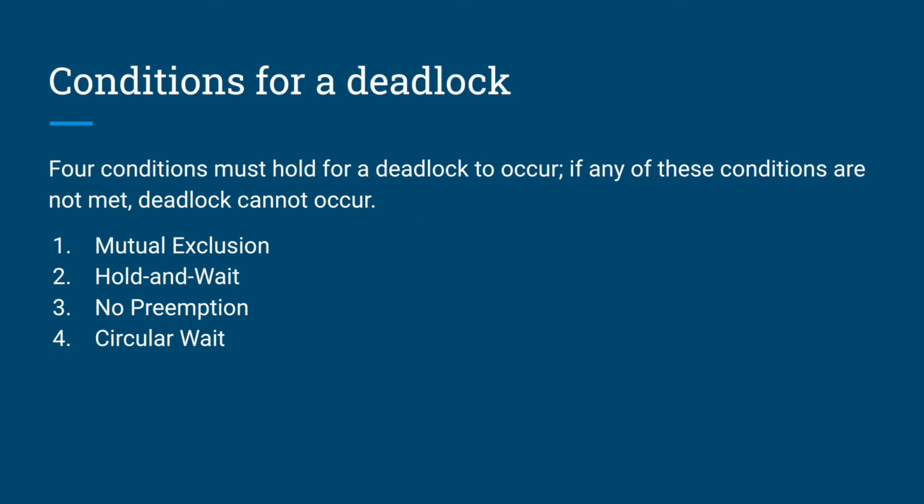Conditions for a deadlock. 4 conditions must hold for deadlock to occur, and these conditions are mutual exclusion, hold and wait, no preemption, and circular wait. If any of these conditions are not met, deadlock cannot occur.